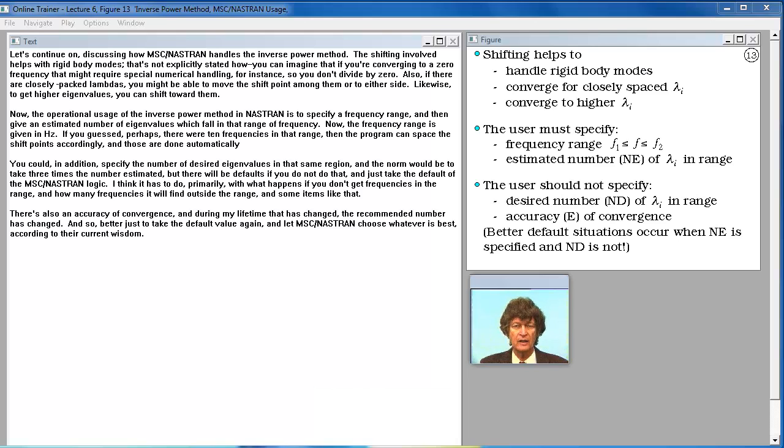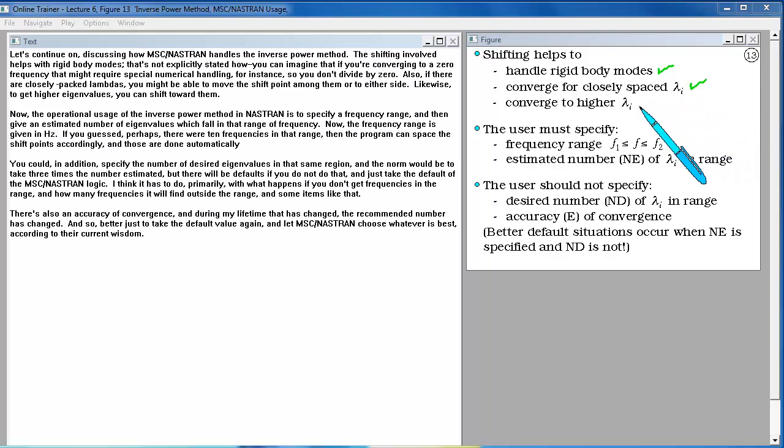Let's continue on discussing how MSC Nastran handles the inverse power method. The shifting involved helps with rigid body modes. That's not explicitly stated how, but you can imagine that if you're converging to a zero frequency, that might require special numerical handling, for instance, so you don't divide by 0. Also, if there are closely packed lambdas, you might be able to move the shift point among them or to either side. Likewise, to get higher eigenvalues, you could shift toward them.